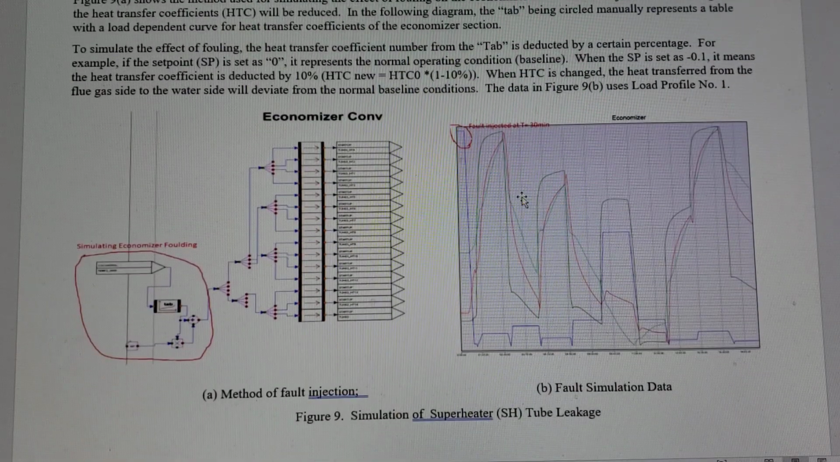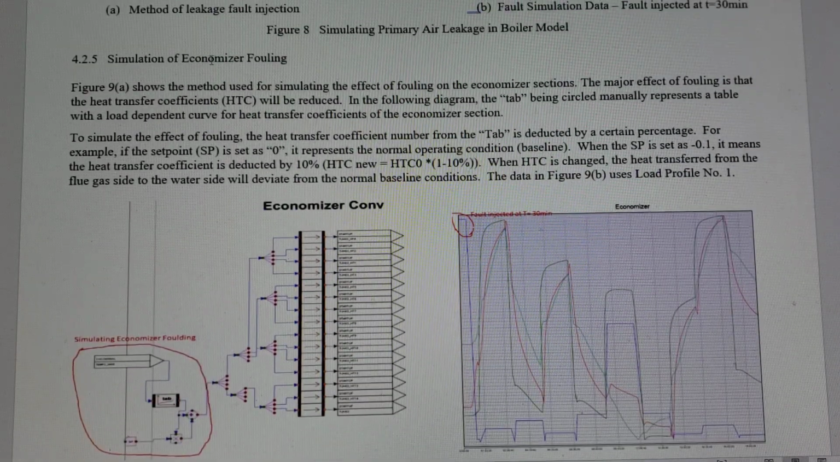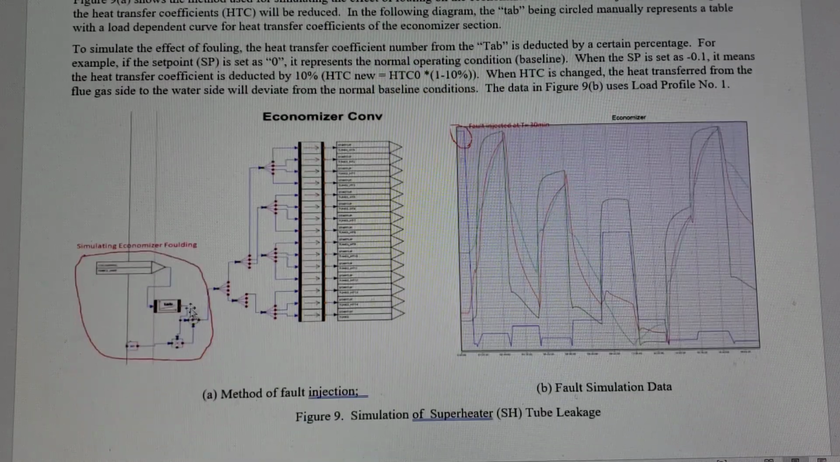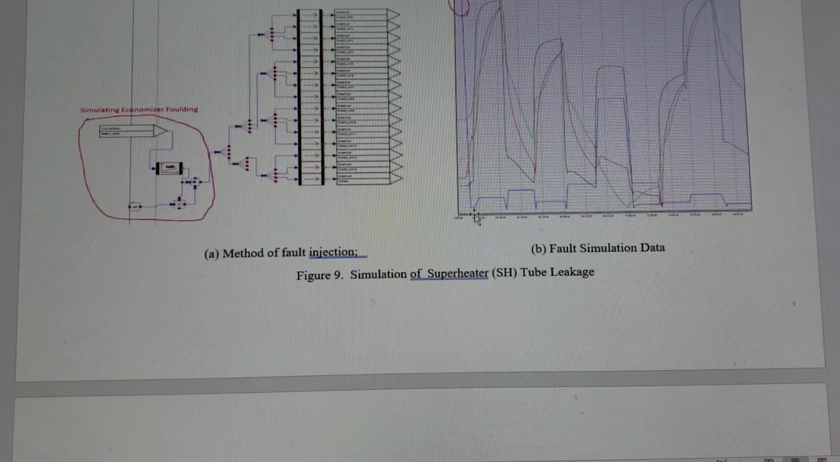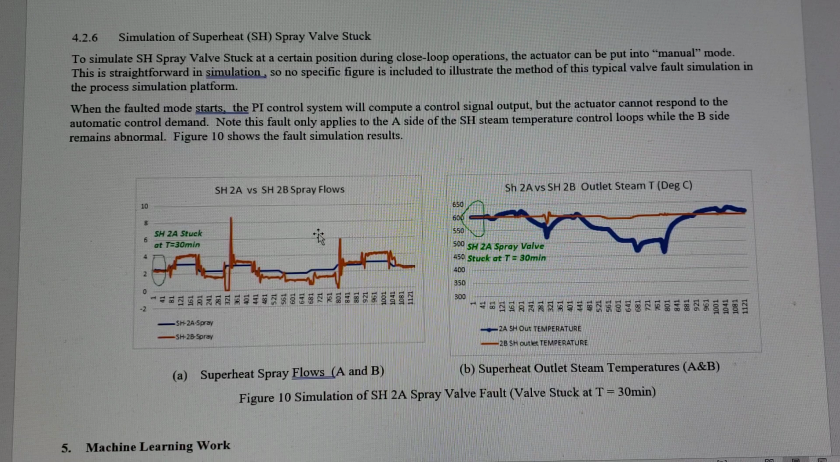Then we simulate the scenario of economizer fouling. An economizer is a heat exchanger, so with fouling, the heat transfer coefficient will be reduced. So that's how it works. Same thing: start with normal, stabilize, and then at T equals 30 minutes, we inject this fault. And the last one is similar to the superheater valve stuck, which means the controller tries to drive it, but the valve does not move.